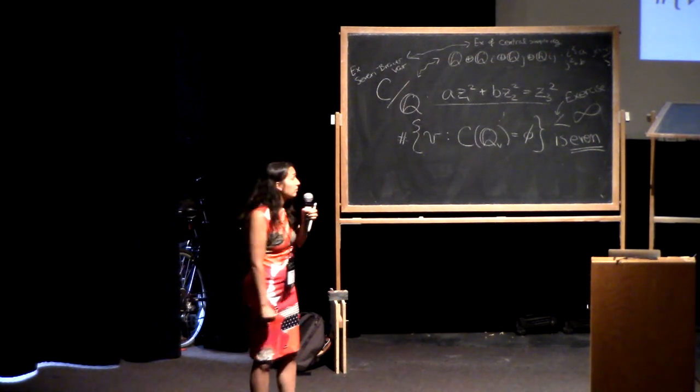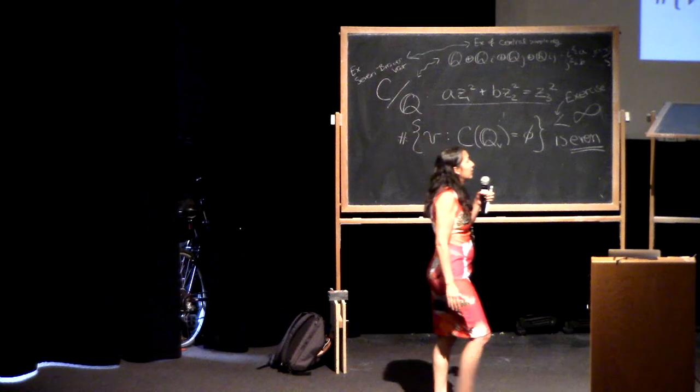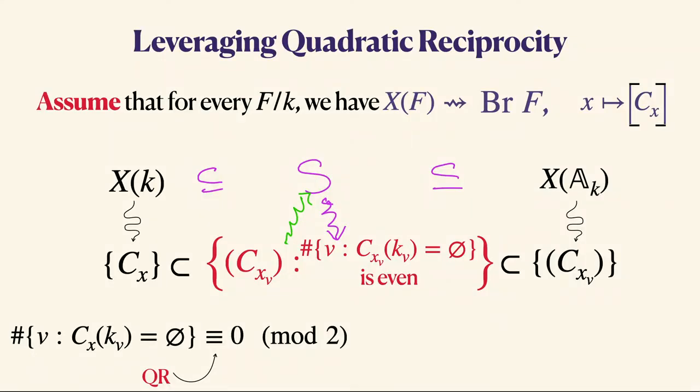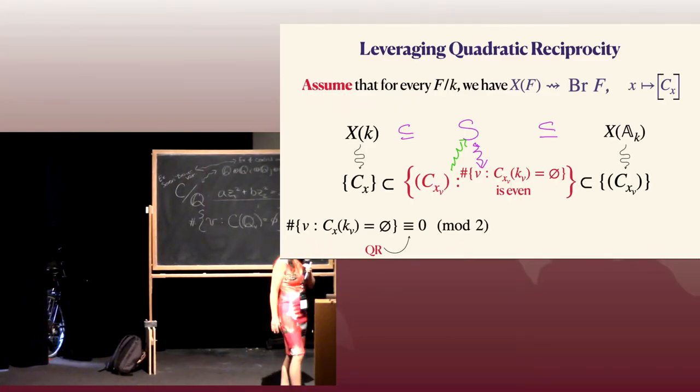So this machine that I can think of, okay, I have this thing that spits out a conic, and now I'm going to put another machine next to it that takes the conic and spits out its Brauer class. Now I'm going to think of the two things together. Okay, and then how do I replace this condition from quadratic reciprocity that the number of places that the conic fails to have local points is even?